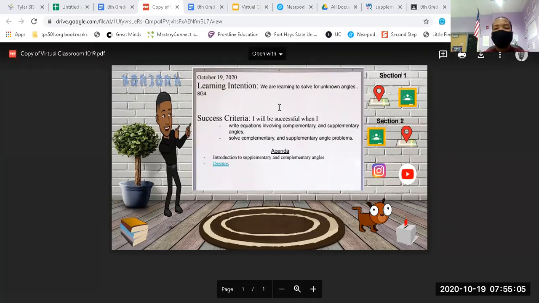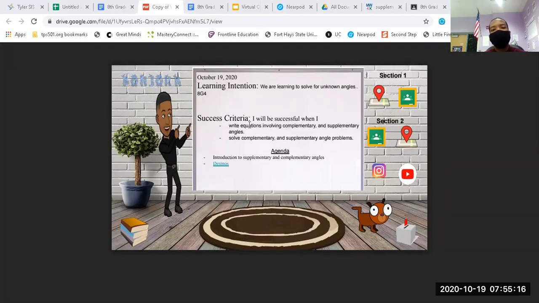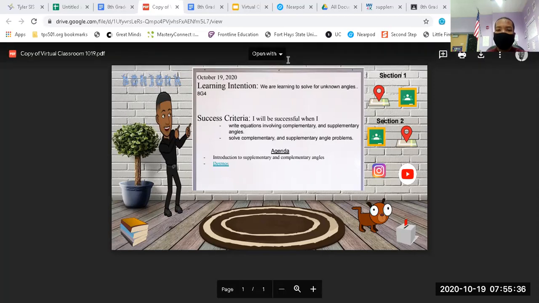So our learning intention states that we are learning to solve for unknown angles. That is focusing on standard 8G4. And then down here for success criteria, there are two things on there. The first one says, I will be successful when I can write equations involving complementary and supplementary angles. And the other one states that I will be successful when I can solve complementary and supplementary angles. After we go through that, then we'll do some Desmos activity. And then we will do some questions.